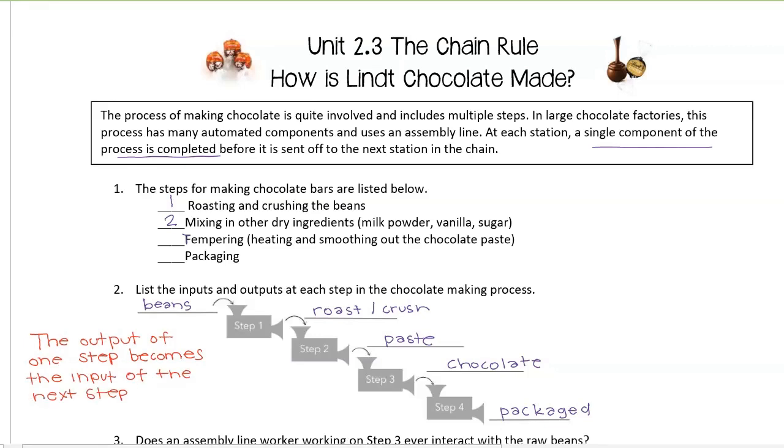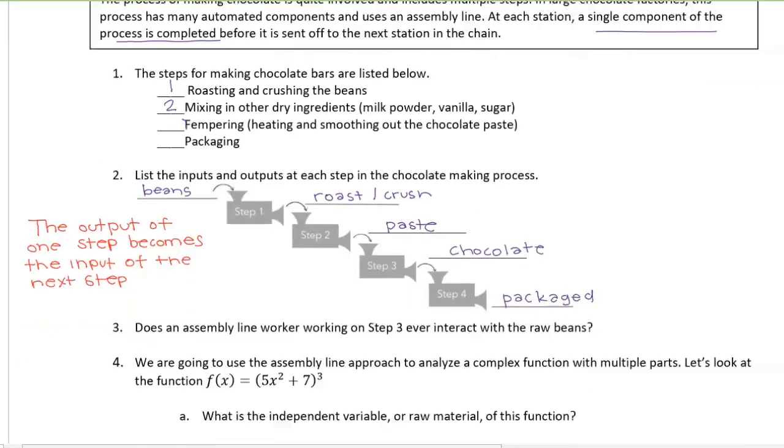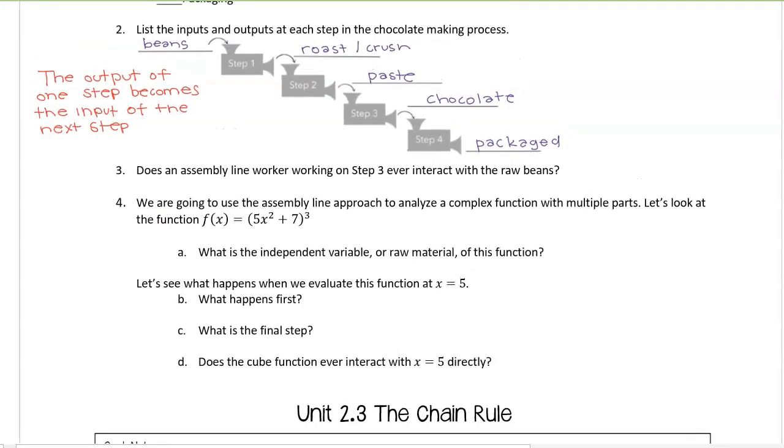So beans go in, then out comes something that we're roasting and crushing. Then that goes into the next step, and then it's turned into a paste. And then the next step is turned into chocolate. The next question says, does an assembly line worker on step 3 ever interact with raw beans? And the answer is no.